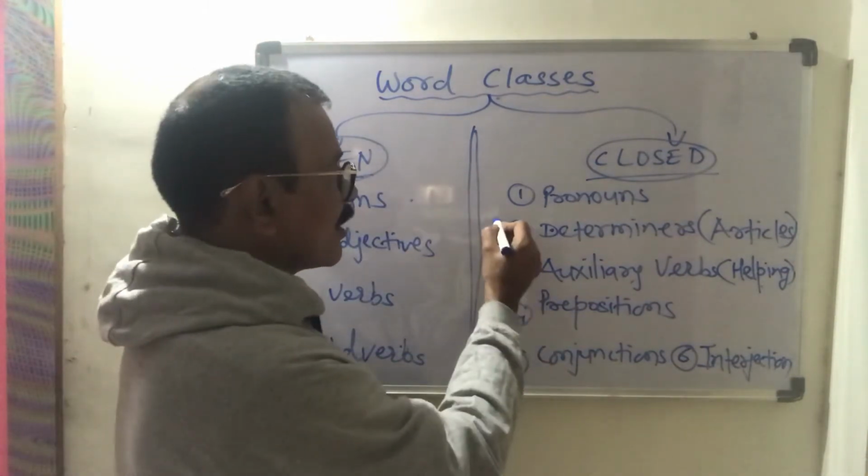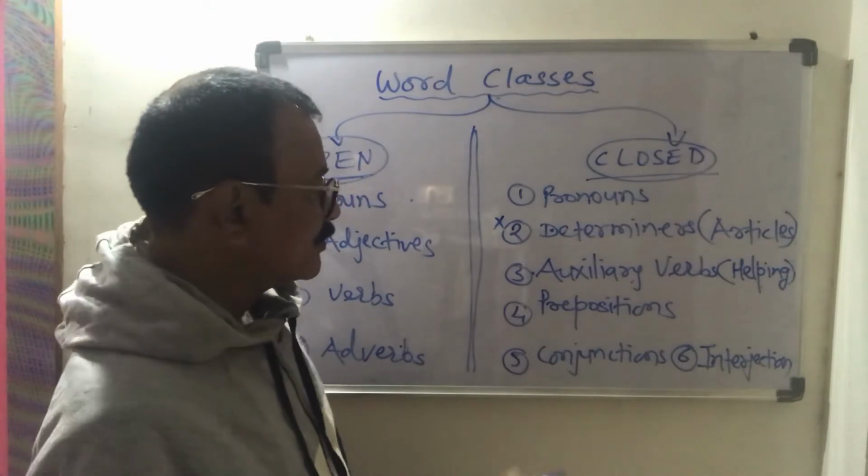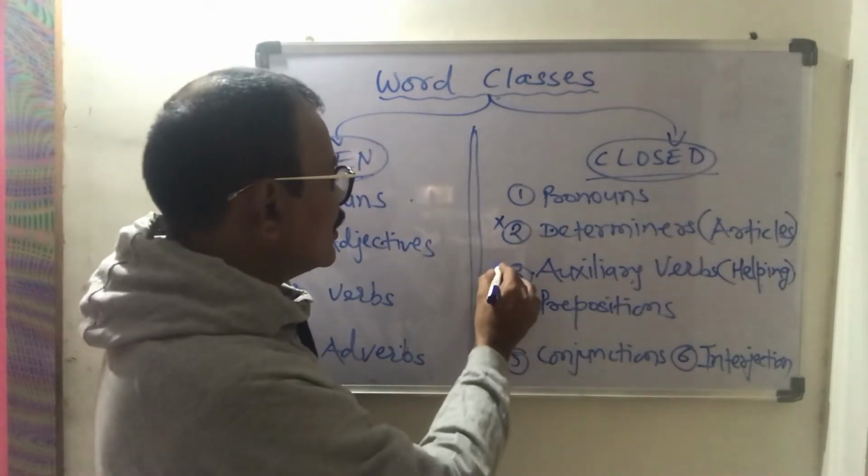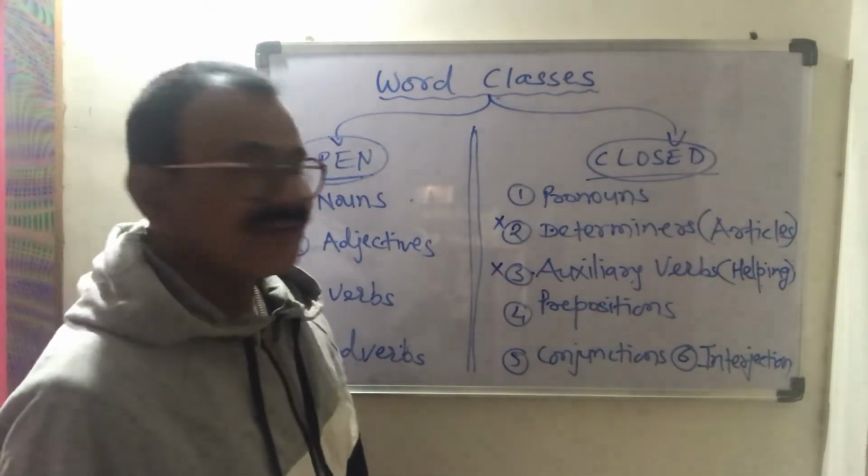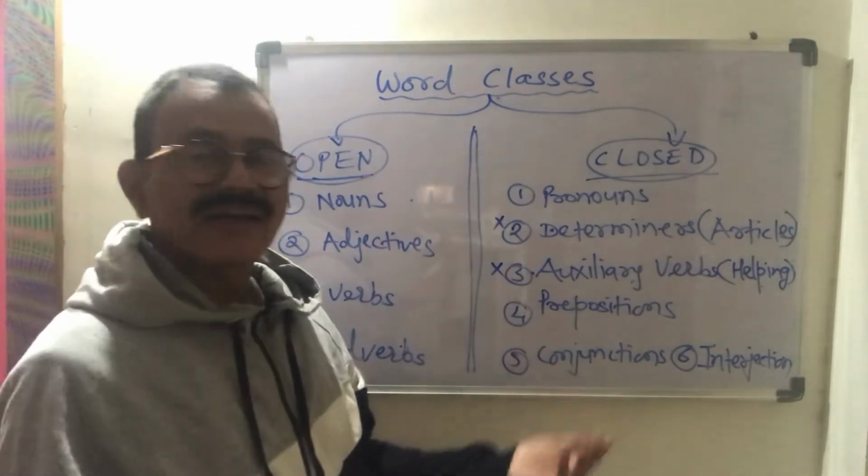In Marathi, this concept is not there. Determiners we don't see, and we also don't see this separate entity as auxiliary verbs. The rest we already have studied in our school days.